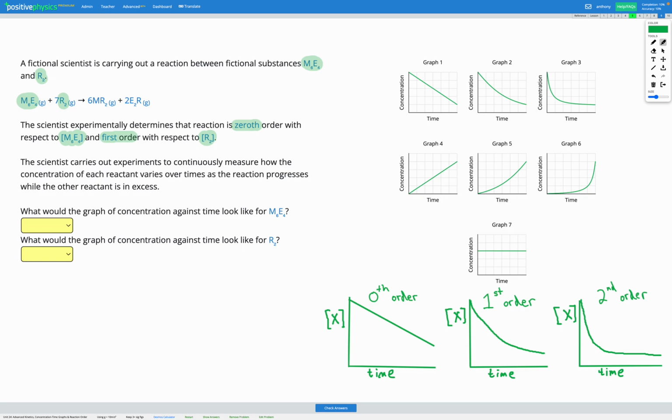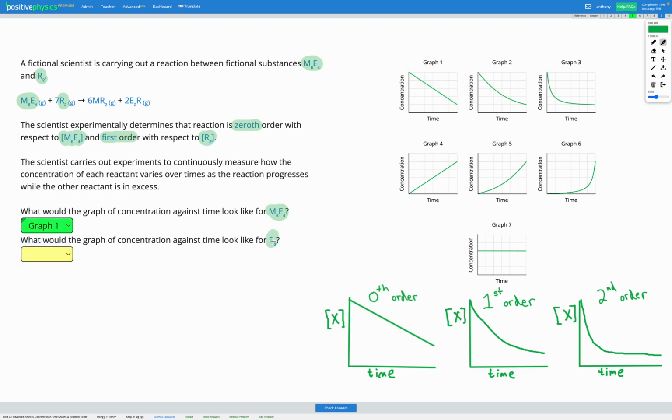Okay, so first we're looking at M6E4. We're told this is 0th order. Looking at our options at the bottom, 0th order looks like that straight line sloping downwards. So that's going to be graph 1. And the reason it's a straight line sloping downwards is that slope is our reaction rate. Since it's a straight line, our reaction rate is constant. That means that as our concentration is changing, it's not affecting our slope, in other words, it's not affecting our reaction rate. So that's 0th order. So the graph is going to be graph 1.